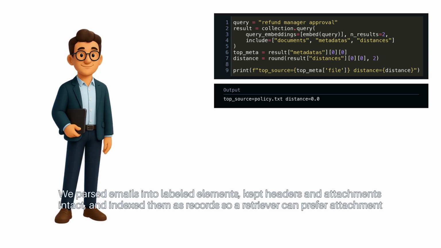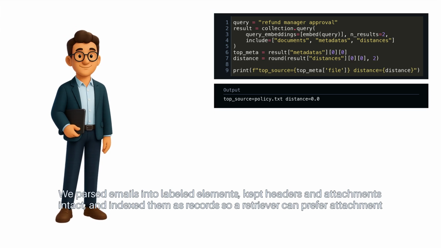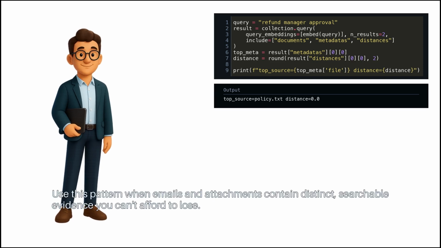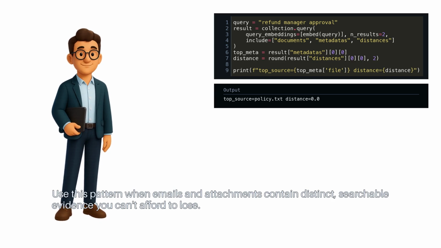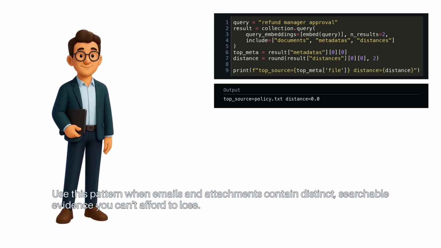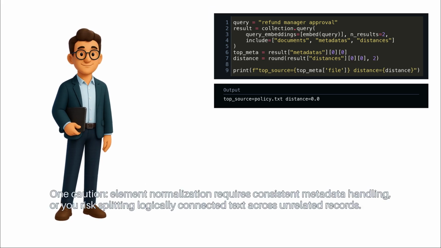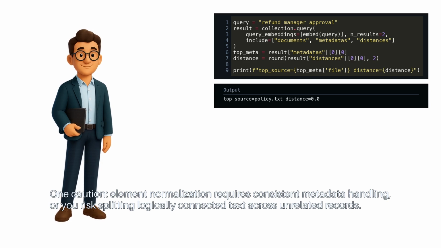We parsed emails into labeled elements, kept headers and attachments intact, and indexed them as records so a retriever can prefer attachment evidence when it matters. Use this pattern when emails and attachments contain distinct, searchable evidence you can't afford to lose. One caution: element normalization requires consistent metadata handling, or you risk splitting logically connected text across unrelated records.